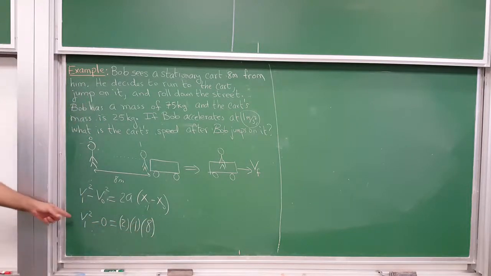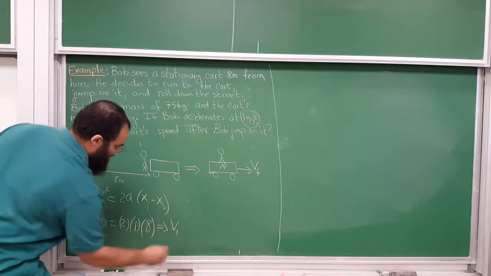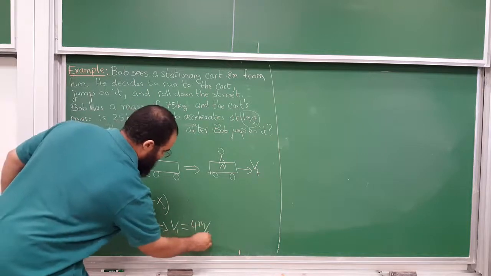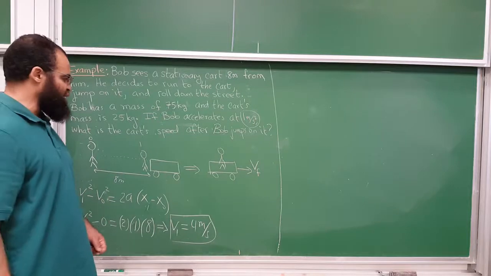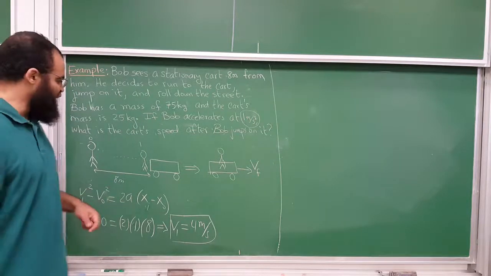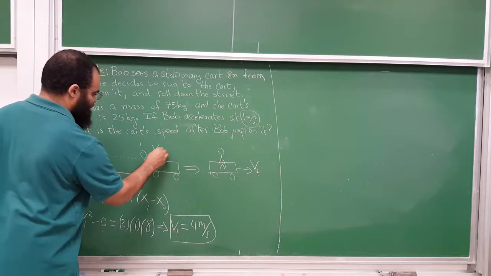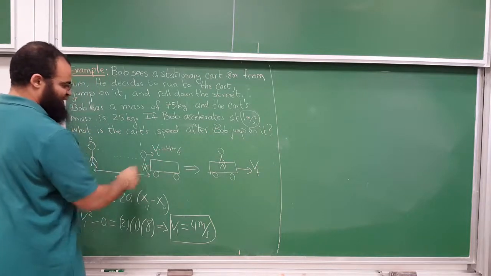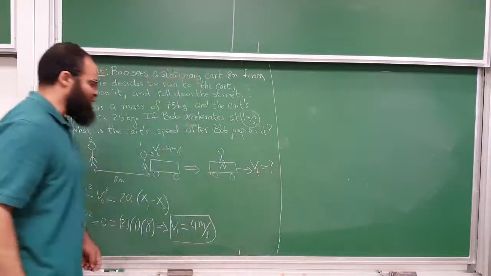So v1 squared is 16, since 2 times 1 times 8 is 16, so v1 will equal 4 meters per second. So Bob, right before he jumps on the cart, is moving at 4 meters per second. So after he jumps, right here, Bob is still going like this. Let me call it v initial now, that's 4 meters per second. Before he jumps on the cart, his speed is 4. Right after he jumps on the cart, I want to know, we wonder what it is.